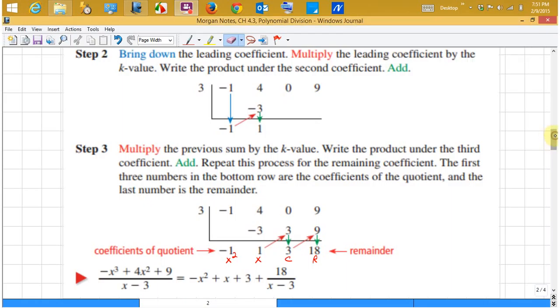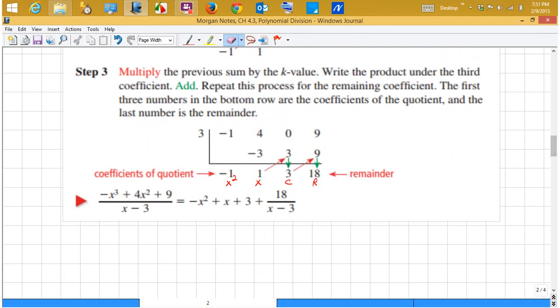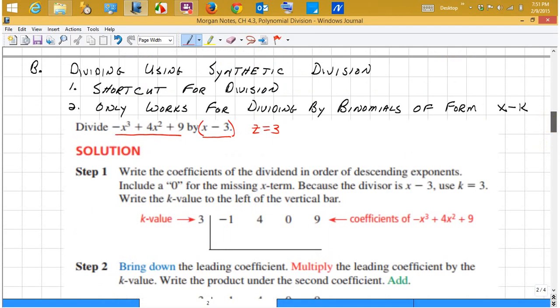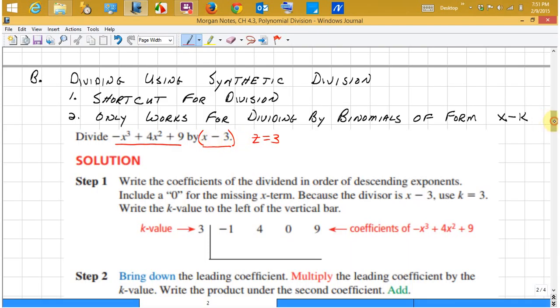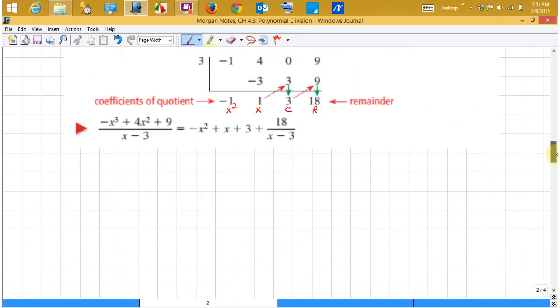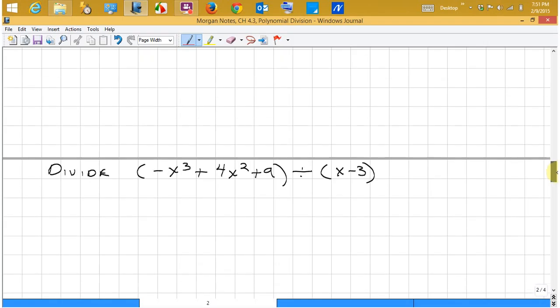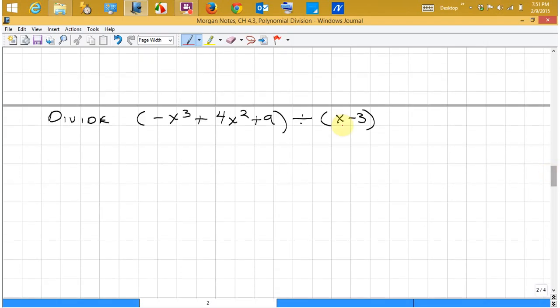So how I write the answer is: it would be negative 1 x squared plus 1x plus 3 plus my remainder, which was 18. Remember we put the remainder all over the factor that I'm dividing by, and that would be the x minus 3 up at the start. And that's how I do synthetic division. It's really a fast way to divide polynomials if it's a special case of the divisor.